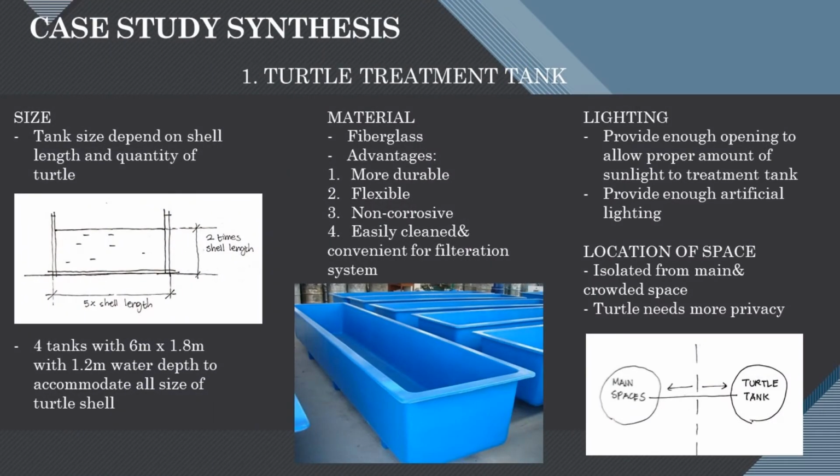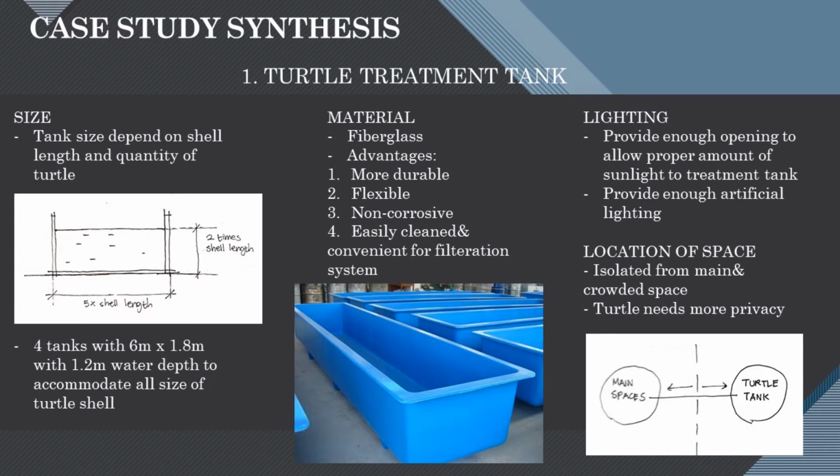First is regarding the turtle treatment tank. The tank size depends on the shell length and the quantity of the turtles. The proper length for the tank is 5 times the length of the shell, and the water depth should be as high as the length of 2 shells. For the tank material, it is good to use fiberglass type as it is more durable, non-corrosive, easily cleaned, and convenient for filtration system. And also provide enough opening for proper lighting to the treatment tank.